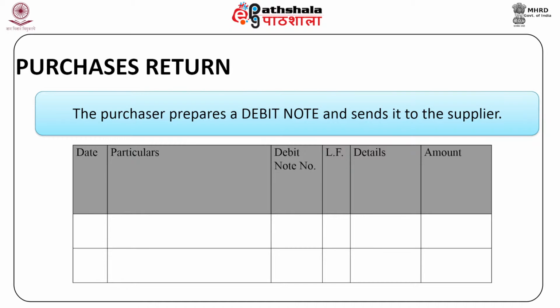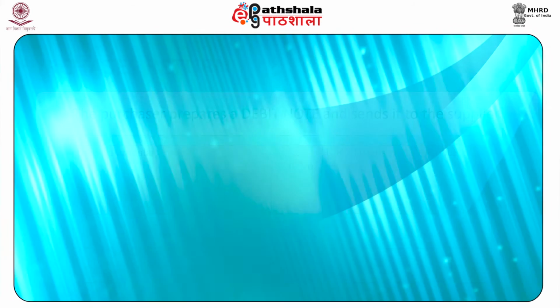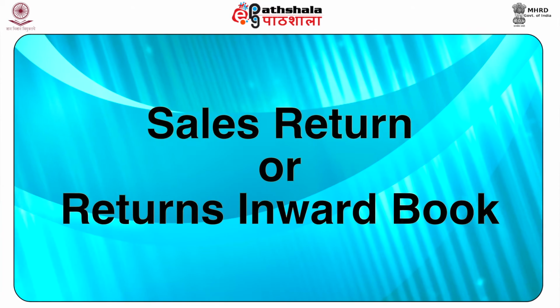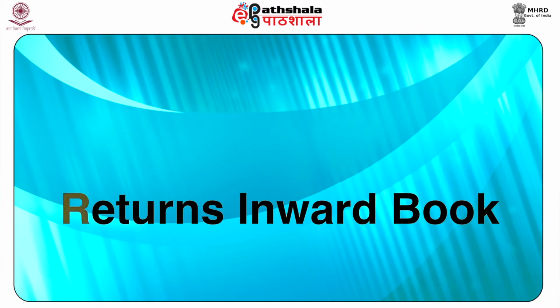The total of the book is posted to the credit of purchases returns account by writing "by sundries as per purchases return book." The account of suppliers is debited with the corresponding amount on the date of transaction itself by writing "to purchases return account." Then, sales return or returns inward book.